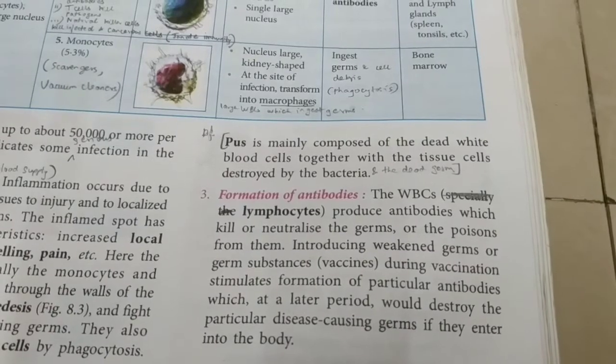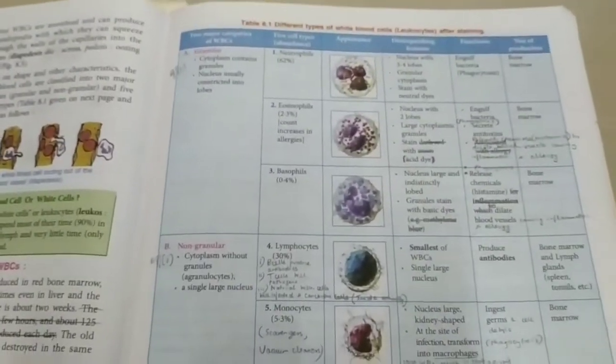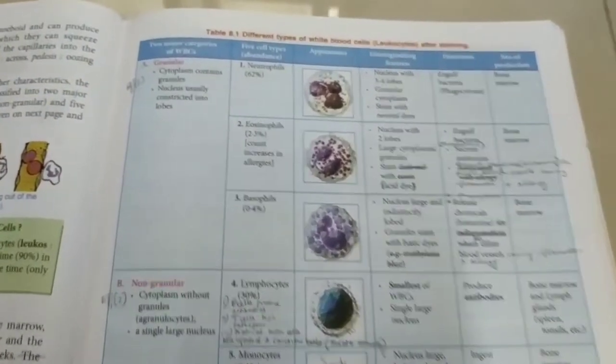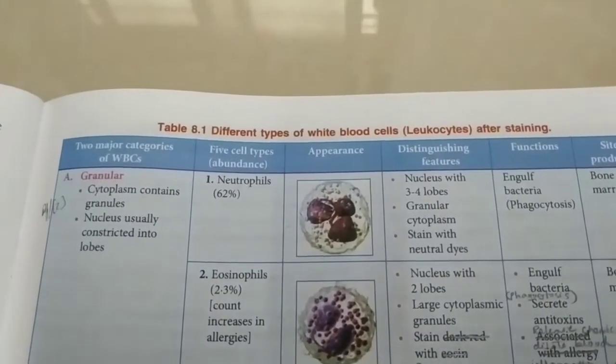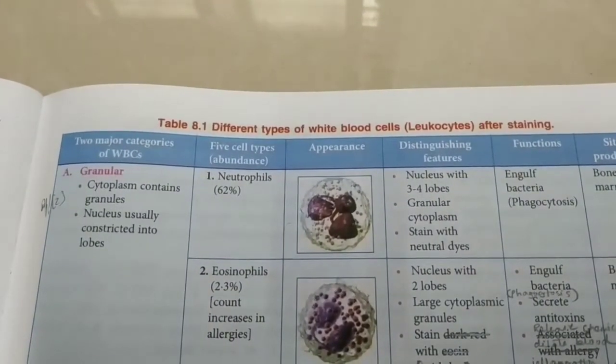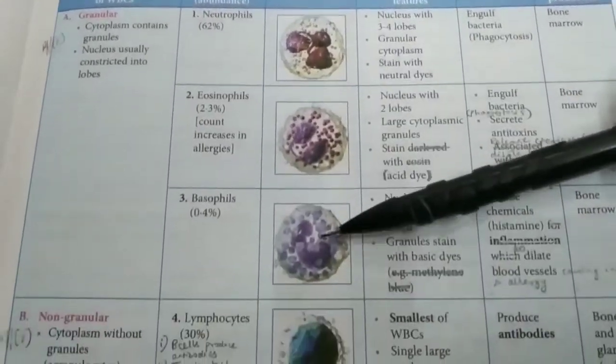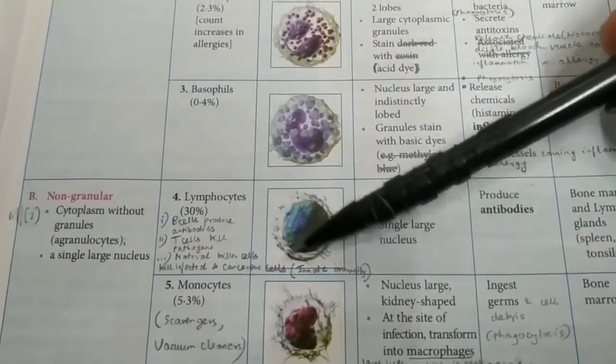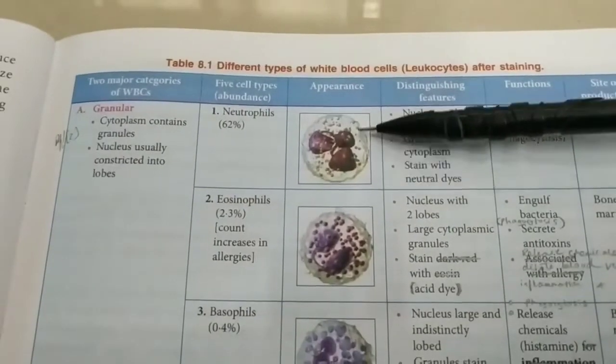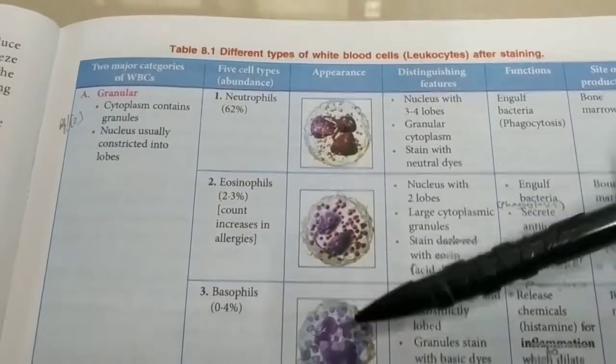Now let's understand the types of WBCs, which is important to learn. You need to know how to identify the WBCs based on their appearance. We have granular WBCs. As you can see, it has many granules in the diagram, and non-granular don't have the granules. The granular are further classified as neutrophils, eosinophils, and basophils.